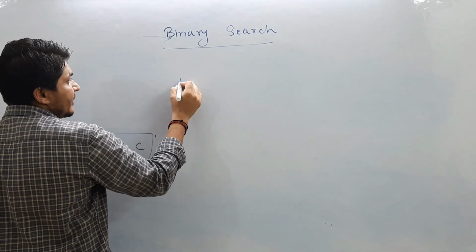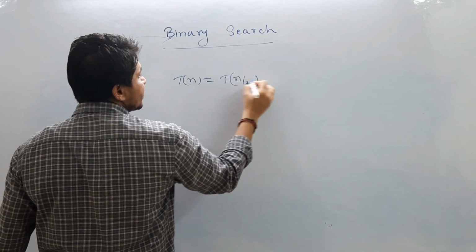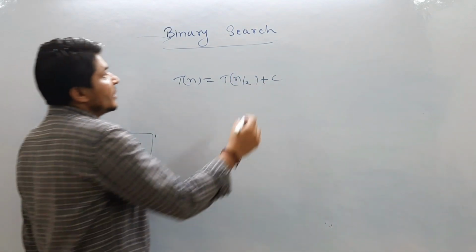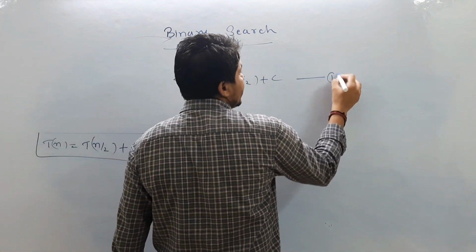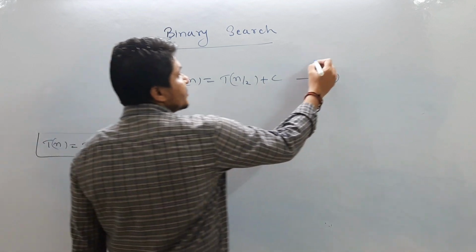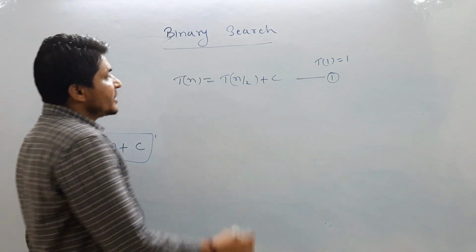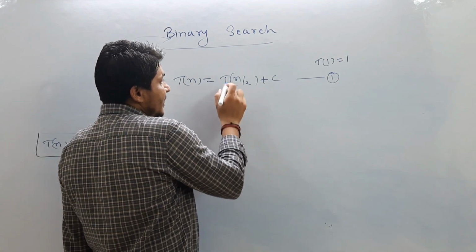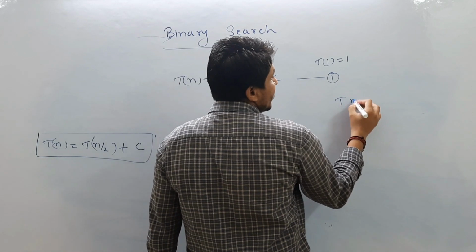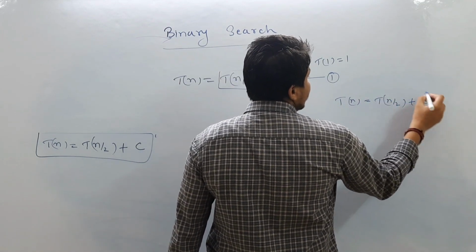So what is the recurrence relation? T(n) = T(n/2) + c. Remember these kinds of recurrence relations for every problem, for every application. Let's suppose this is equation number 1, and let's suppose T(1) = 1. This is the termination condition. See, I need to find the value of T(n/2). Let me write equation number 1: T(n) = T(n/2) + c.